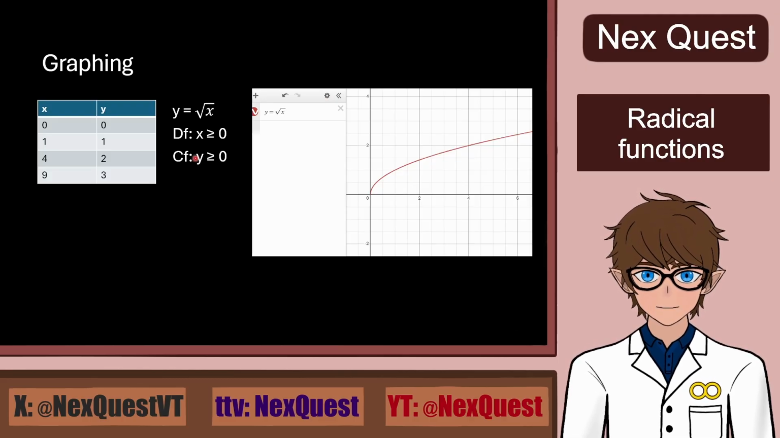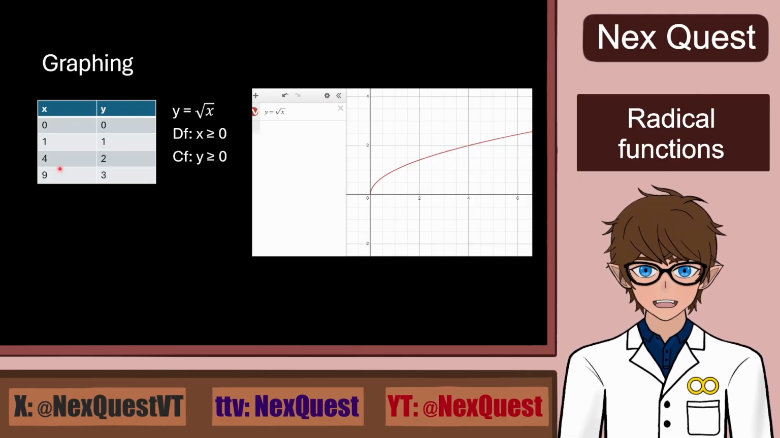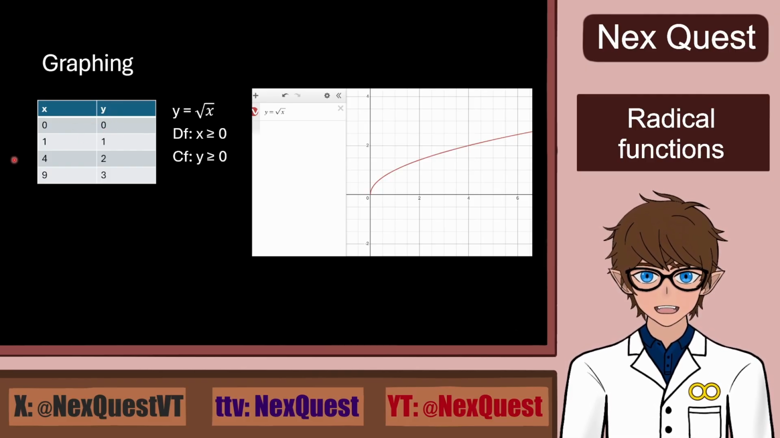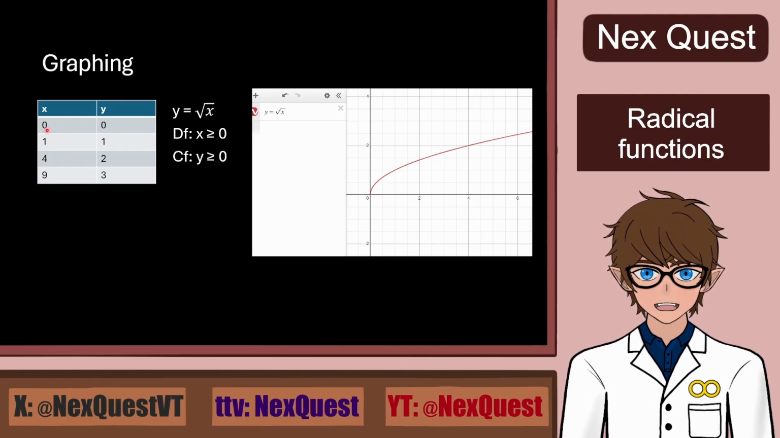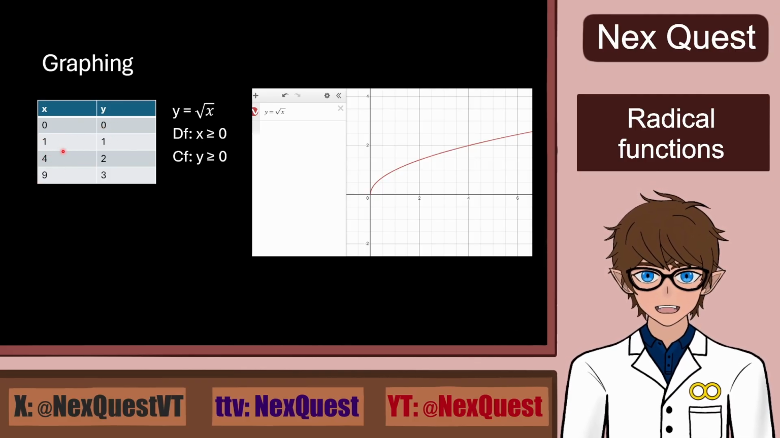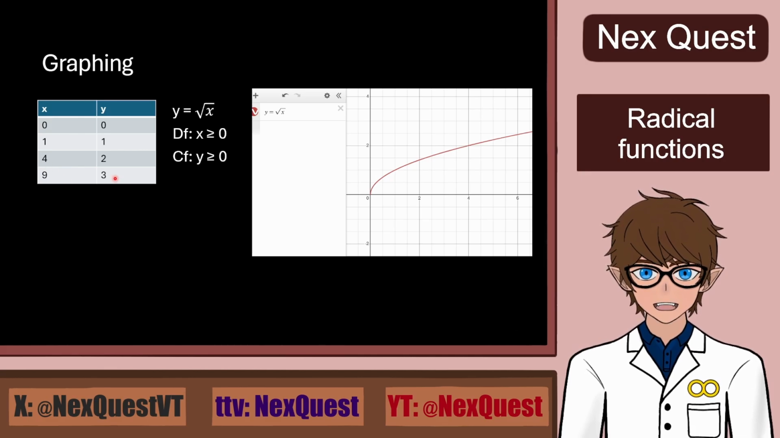As for graphing, here is a basic table for graphing with square roots. I picked the first 4 square numbers, which are 0, 1, 4, and 9, and I wrote the corresponding y values. So the root of 1 is 1, the root of 0 is 0, the root of 4 is 2, and the root of 9 is 3.